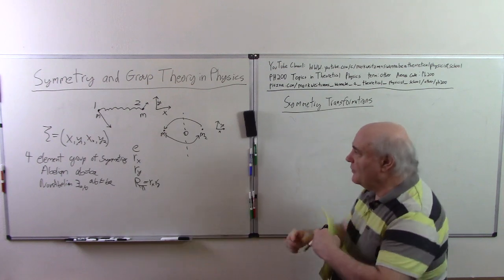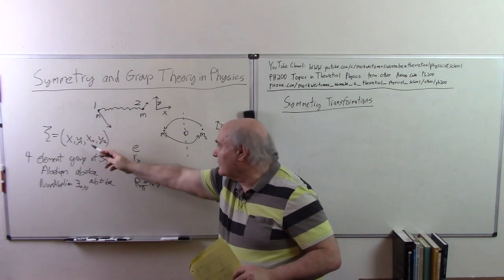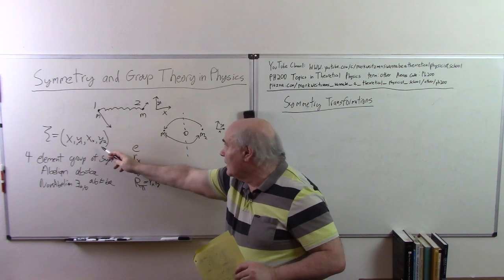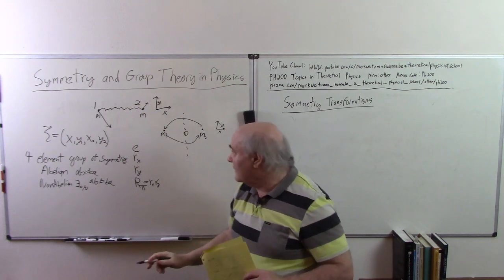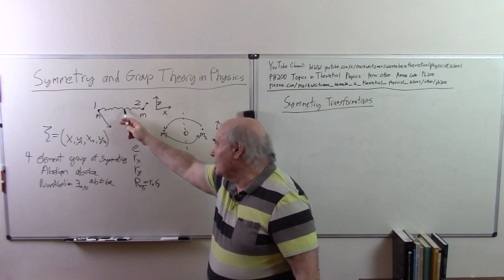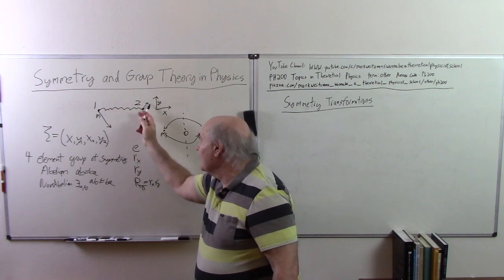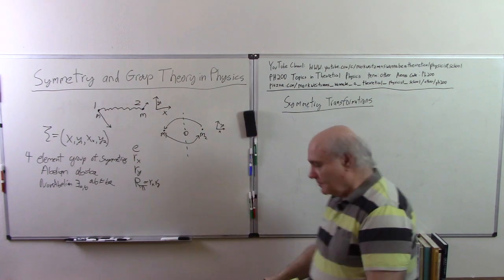So we have a 4-component displacement vector: x1, y1 for particle 1, which is always on the left, and x2, y2 are the coordinates for the particle on the right. You might ask, how do we know if something's on the left or on the right? Well, these are small oscillations, so this should be close to this equilibrium position, and this should be close to this equilibrium position.